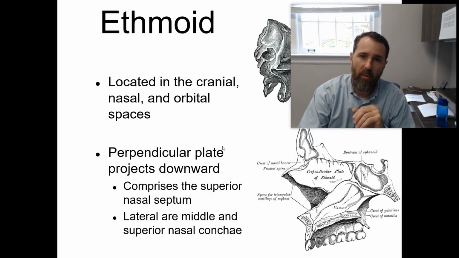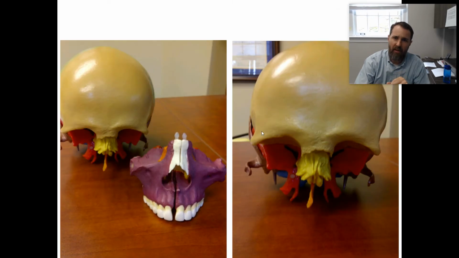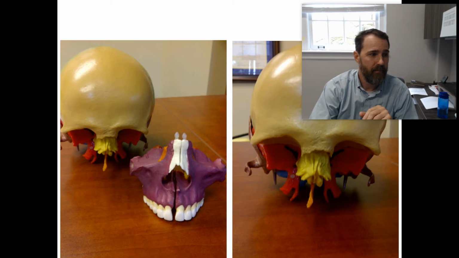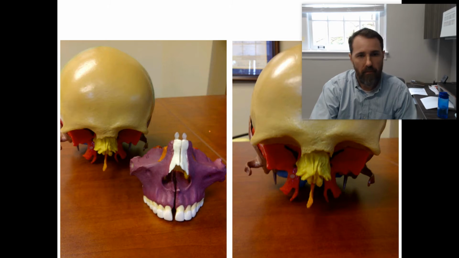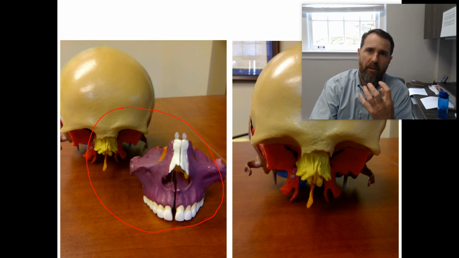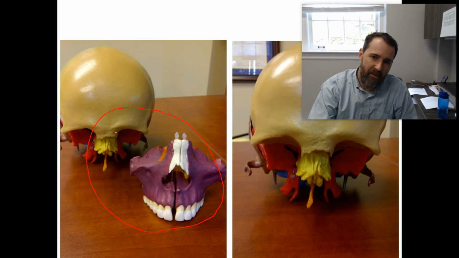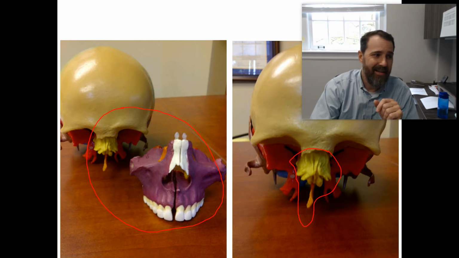Starting with the bone that we've already mentioned a couple times, and that is the ethmoid. Let's start with this image so that you guys have a general understanding of where the ethmoid is. So you can see here in this first image, we have pulled the maxilla off of the skull, and we've revealed this little yellow thing right here. That little yellow bone is the ethmoid.